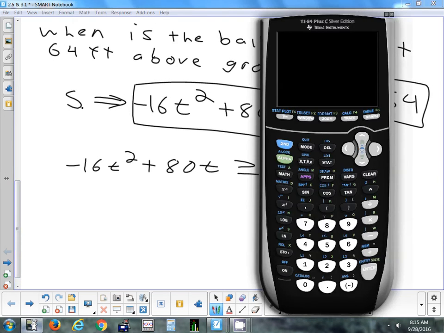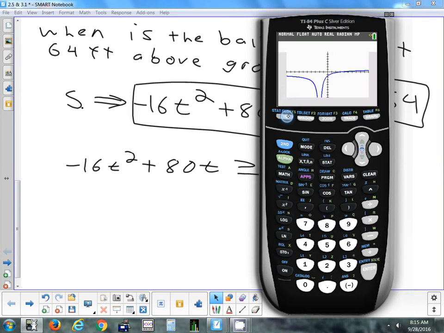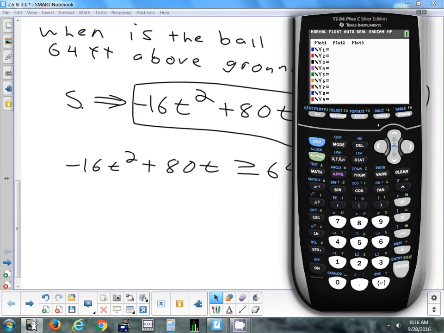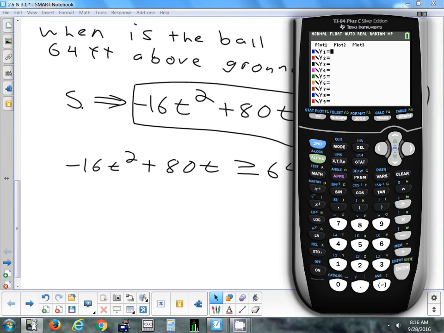So how would I use the calculator to figure that out? What do I have to do first? Did you plug in the equation on the left? Yep, plug in this expression on the left: negative 16x squared plus 80x. All right, and now what? And then in the second line, you would put 64. Yep, put 64 on the second one.